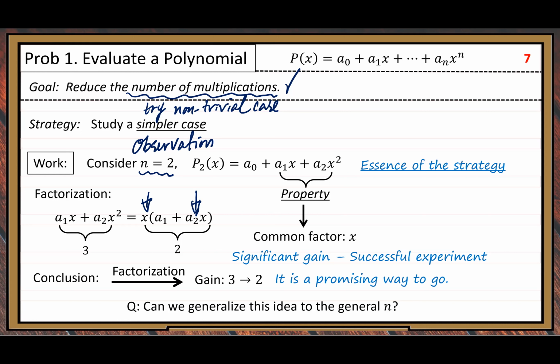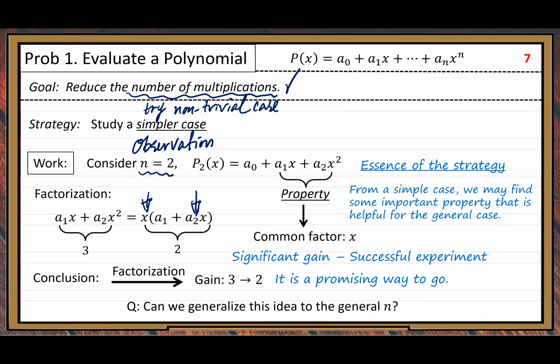summarize our investigation so far. The essence of the strategy. Here, our strategy is effective. So the essence of this strategy: we just try a simple example. From a simple case, we may find some important property that is helpful for the general case. When the case is simple, it is much easier to find a solution, right? So after we find a solution, we can extract some important property in our solution. Then we try to generalize the idea to the general case. So that is the essence of the strategy.